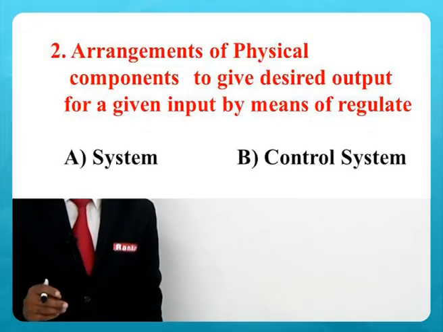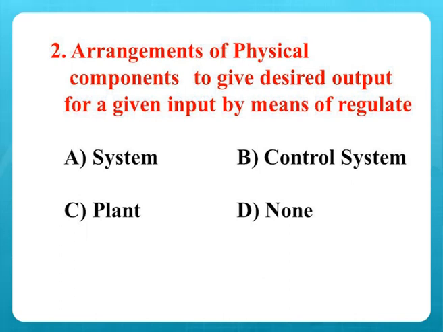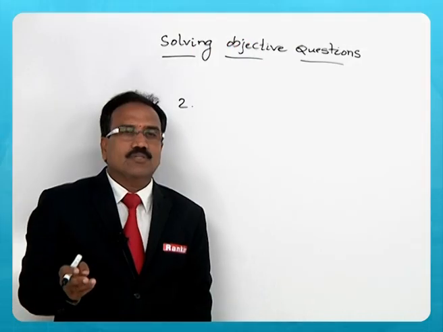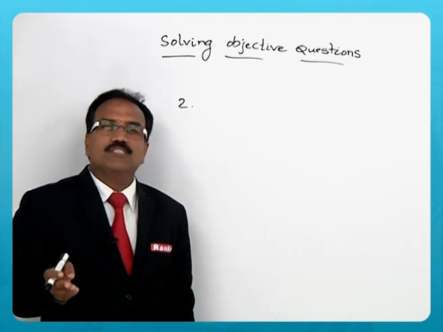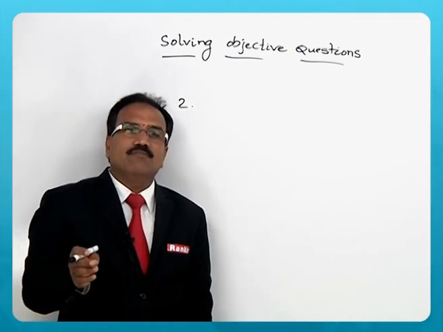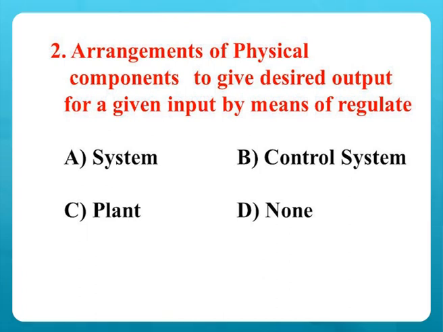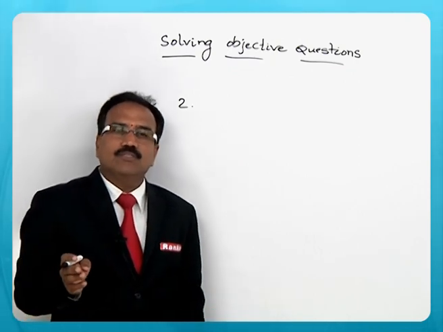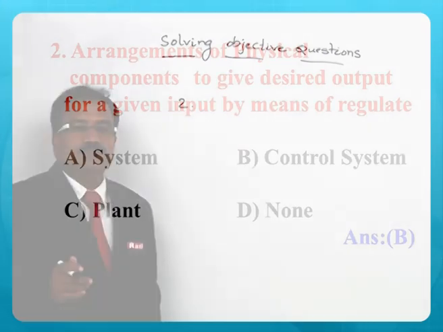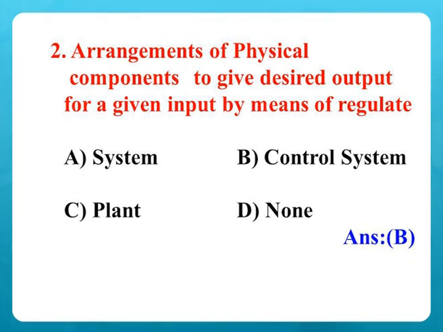Question 2, arrangement of physical components to give desired output for a given input by means of control or regulate. So compared to the previous question, here you can expect the desired output. So desired output can be expected from control system. System, control system, plant, and none. So when you expect desired output, it must be a control system. So option B is the right answer for this.